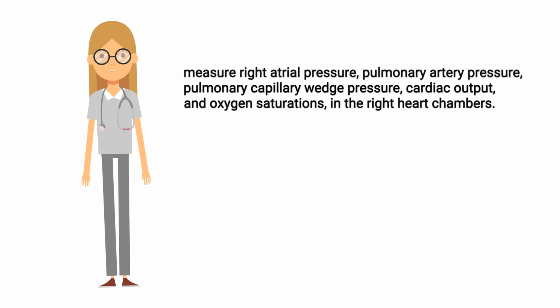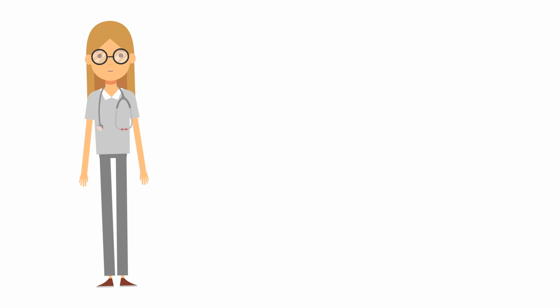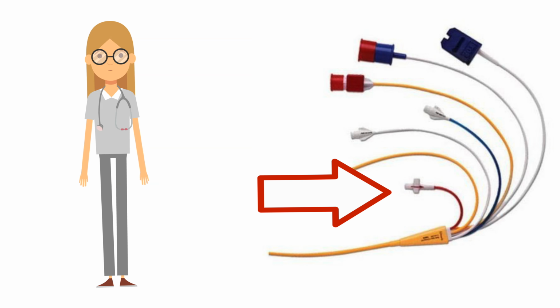The pulmonary catheter is used to measure right atrial pressure, pulmonary artery pressure, pulmonary capillary wedge pressure, cardiac output, and oxygen saturations in the right heart chambers. The port and lumens. The red port is the balloon port. It is used to inflate the balloon in the distal pulmonary artery and comes with a locking guard and a pre-calibrated 1.5 ml syringe. Do not replace the syringe with a regular syringe.